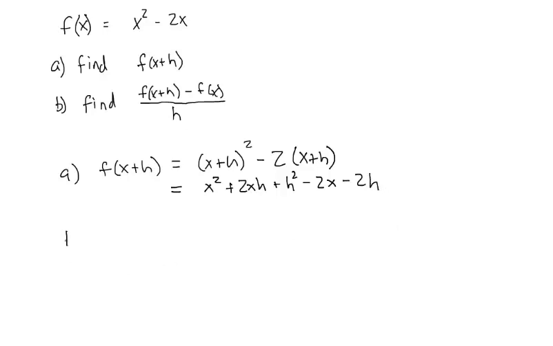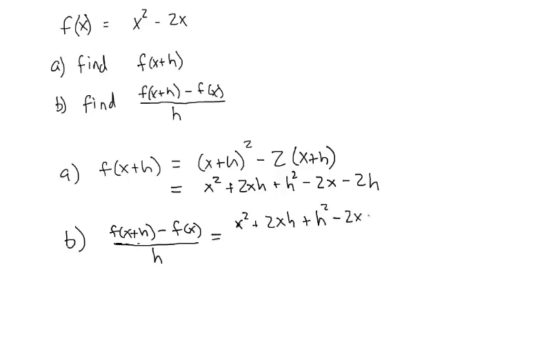And now in part B, we're going to find f of x plus h, which is what we just found, minus f of x, divided by h. And then we're going to simplify it. So here, I'm going to start by rewriting everything we found for f of x plus h. So we have x squared plus 2xh plus h squared minus 2x minus 2h, and now minus f of x, (x squared minus 2x), all divided by h.